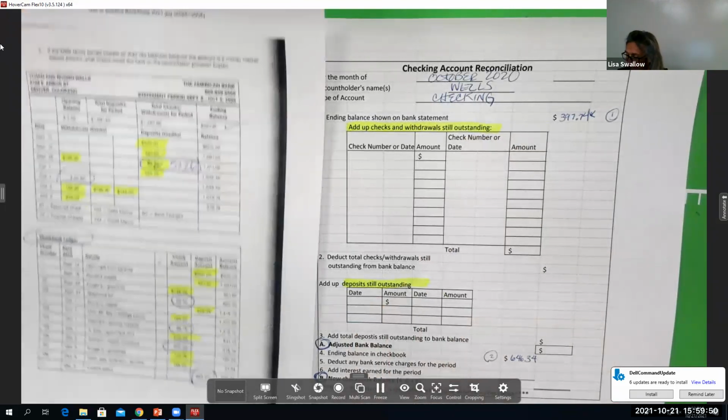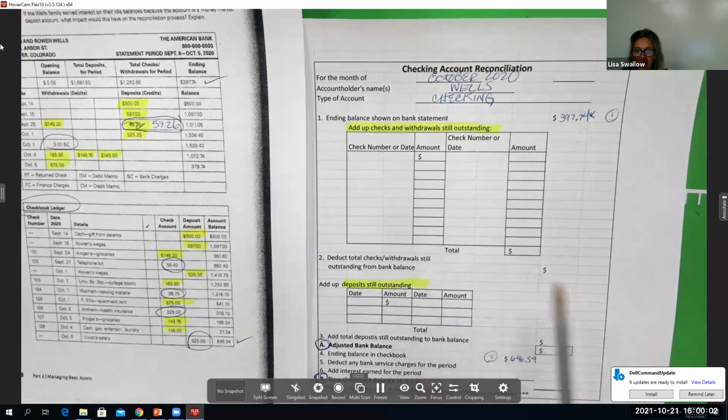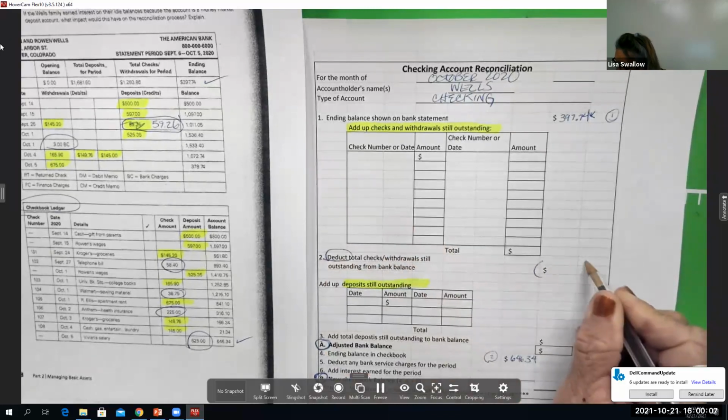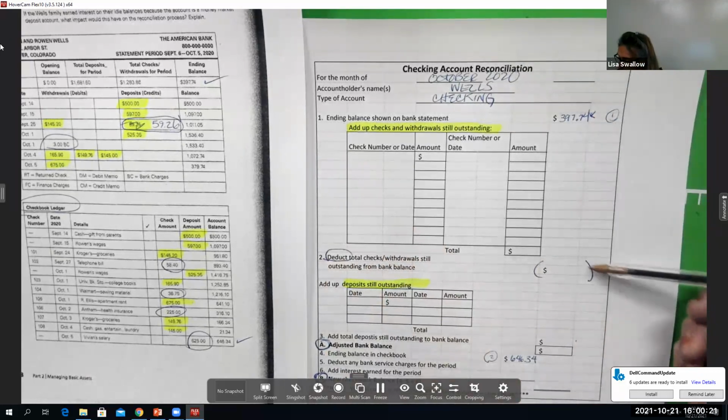So please go turn off the tape, enter your outstanding checks, right? The check number or the date of the automatic withdrawal and the amount, tally them up, and you can see this is a deduct. So that's going to be a negative number. And then add up any deposits that you've entered in your ledger, but the bank doesn't know about yet. That's a positive number. And if you net these 3 numbers together, that's going to be your adjusted bank balance. So shut off the tape, please, and do that piece of it, and I'll meet you there.